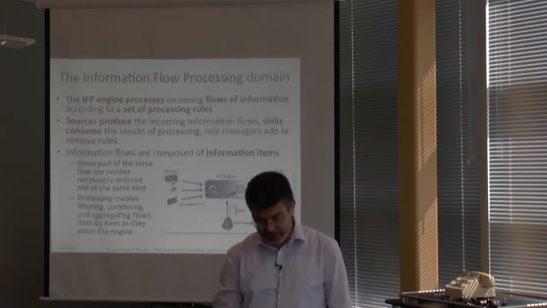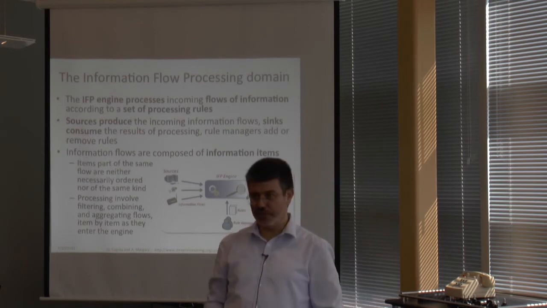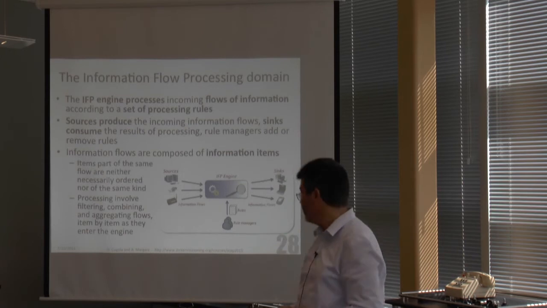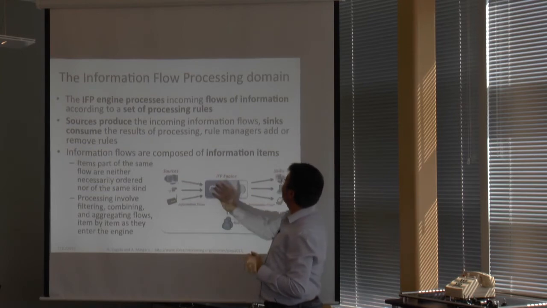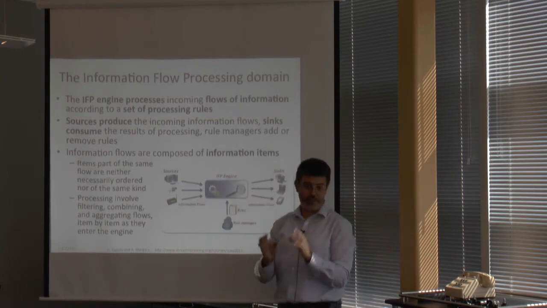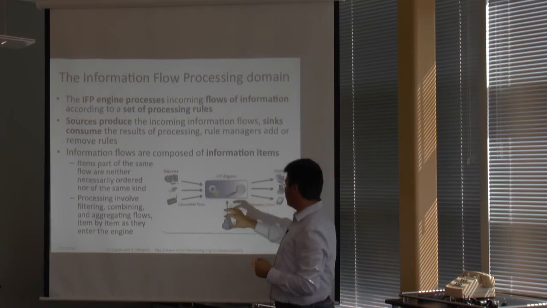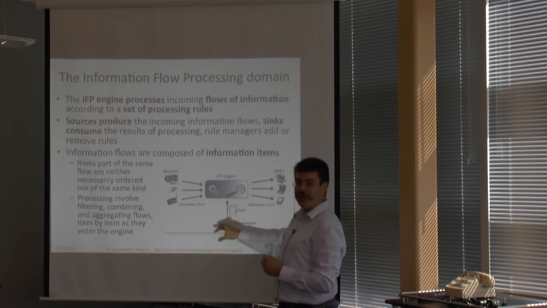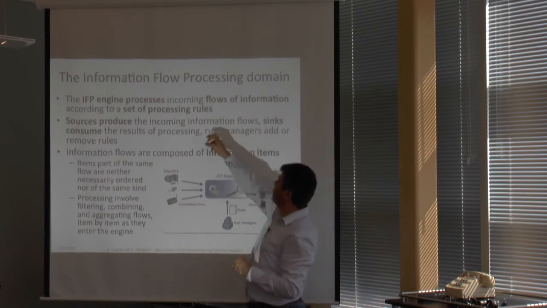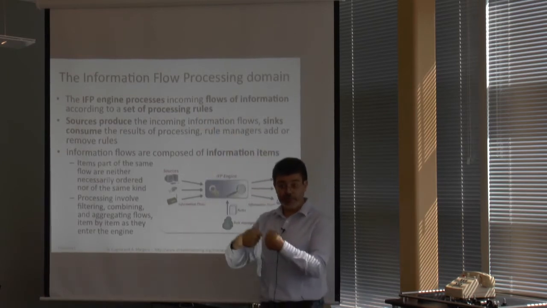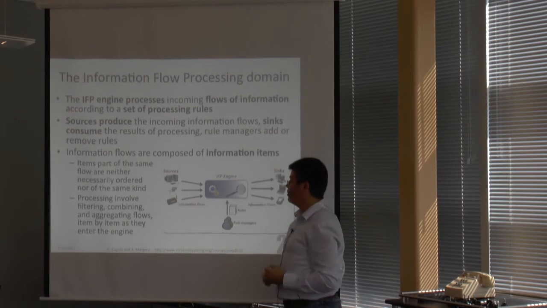Let's go back to this slide. I was pushing it to you 10 minutes ago, but let's go on top of it again with what I said. You have this picture here. There are sources. They send flows of information, and these are discretized, so they come as information items to you. Then there is this information flow processing engine that has rules written by some expert. These rules are used in this system in order to produce other flows of information out that go to sinks. That is the generic idea.